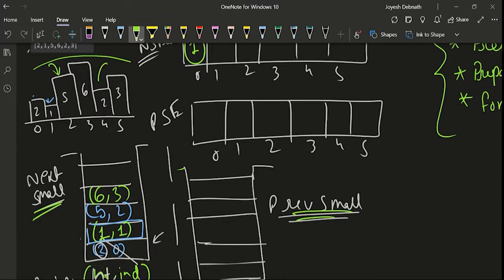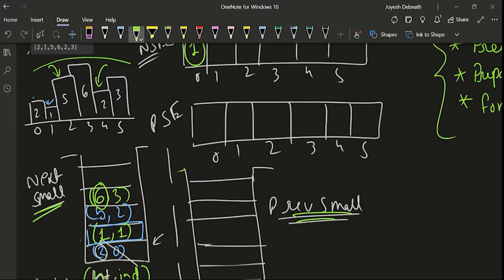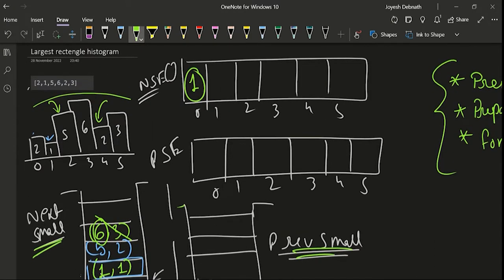Now as we move on to the index 2, we can see that its block height is lesser than the stack top, that is 6. 2 is lesser than 6, so therefore we'll pop out this element 6 comma 3. What it says, index, it is 3. We'll go to the index 3 of next smaller, and we will enter the index of the current block, which is 4.